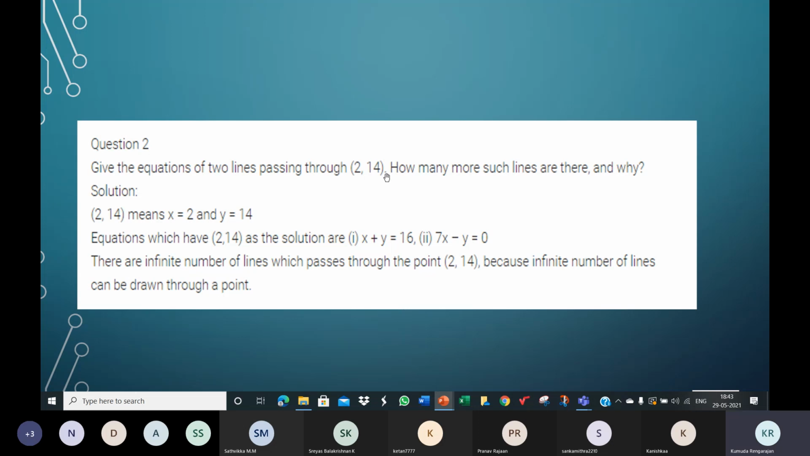I told you, add the 2 numbers. 2 plus 14 is 16. So x plus y is equal to 16. When you write this, x plus y is equal to 16, you know that 2, 14 satisfies this equation. And I also told you, simply come out with some expression. So here they've written 7x minus 4y. What is 7x minus 4y? What is 7 into 2? 14. 14 minus 14 is 0. So 7x minus 4y is equal to 0.